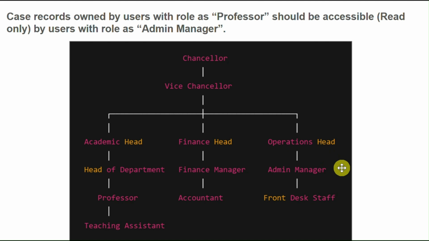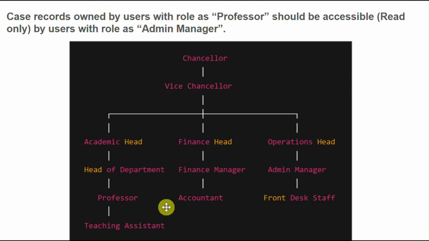Can we achieve this using OWD? Let's say you're keeping the OWD as public read. Admin manager users will gain access, but not only this particular group of users, every user in the org will be gaining access to the case record, which we don't need. So basically, we'll be keeping the OWD as private.